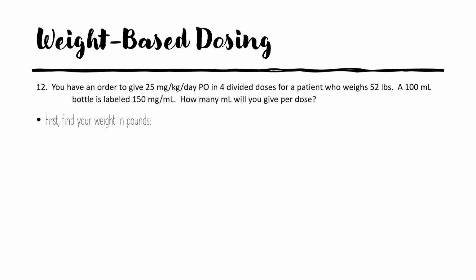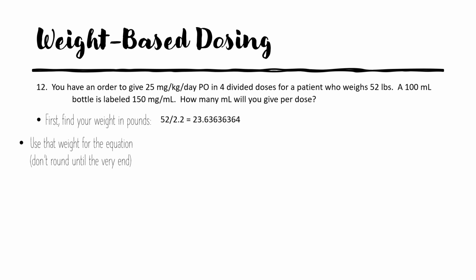Next, we have weight-based dosing. First thing we want to do for this, we have an order to give 25 milligrams per kilogram per day in 4 divided doses for a patient who weighs 52 pounds. So find your weight in kilograms. 52 pounds divided by 2.2 equals 23.6363, and so on. Use that weight for your equation. Don't round until the very end.